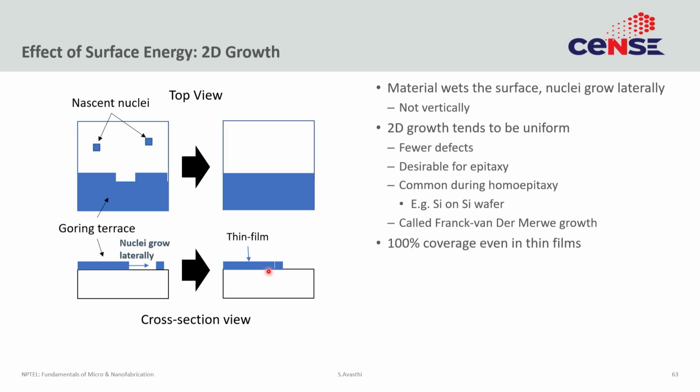From a nomenclature standpoint, this is called Frank van der Merwe growth. The advantage is that even for very thin films, you will get 100% coverage. Or conversely, if you are trying to grow very thin films and you want 100% coverage, you should select conditions that promote 2D growth rather than 3D growth.